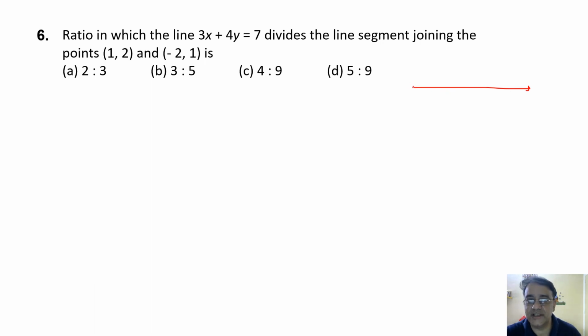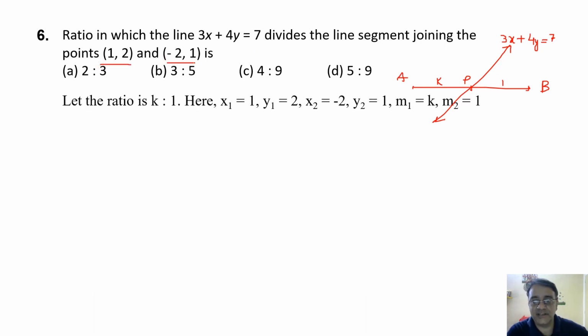I am giving you a rough diagram, look carefully. Suppose this is A and B. Okay, this is A and B, and one line is there. Suppose this line is 3x plus 4y equals 7, and this point is P. Now P lies on AB and also on the given line. So we'll start with let the ratio be k to 1, and this is x1 y1 and this is x2 y2. So we'll start with this step. Is this step clear to all of you? Yes, sir.